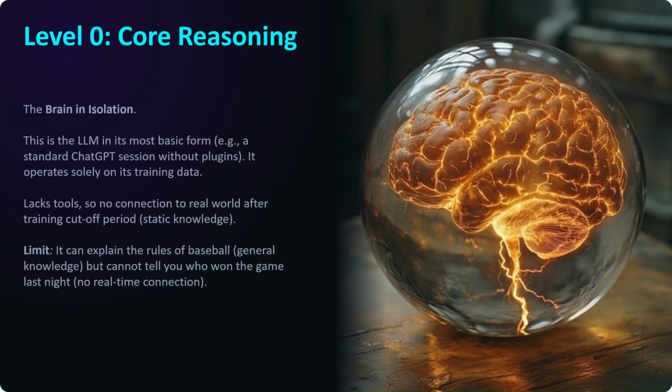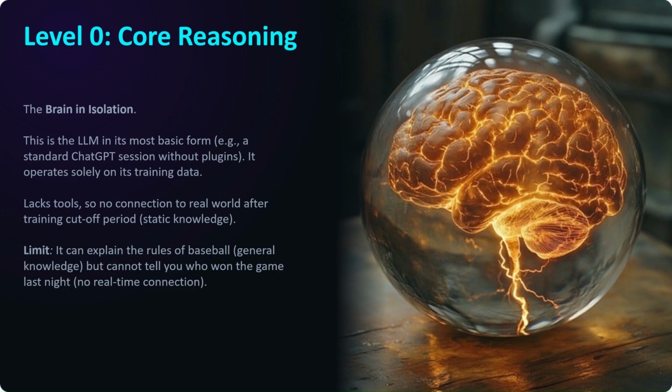Think of a level 0 model like a printed set of encyclopedia from 2022. It contains the sum of human knowledge up to that date. It can explain complex quantum physics or the history of Rome in perfect detail. But if you ask it, what is the weather like in London right now? It is useless. It is frozen in time.